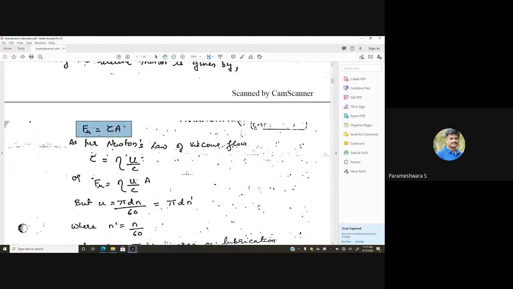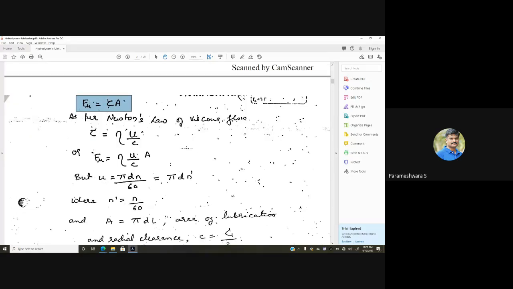And in the previous class I discussed Newton's law of viscosity. From Newton's law of viscosity, the shear stress tau is given by tau is equal to eta into U over c, where eta is viscosity. In some textbooks or other study materials, they use the Greek letter mu for representing viscosity. Okay, it is left to them. You can use eta, and you can also use mu to represent viscosity. Nothing wrong in that. In this study material, we have used eta to represent the viscosity of the lubricant.